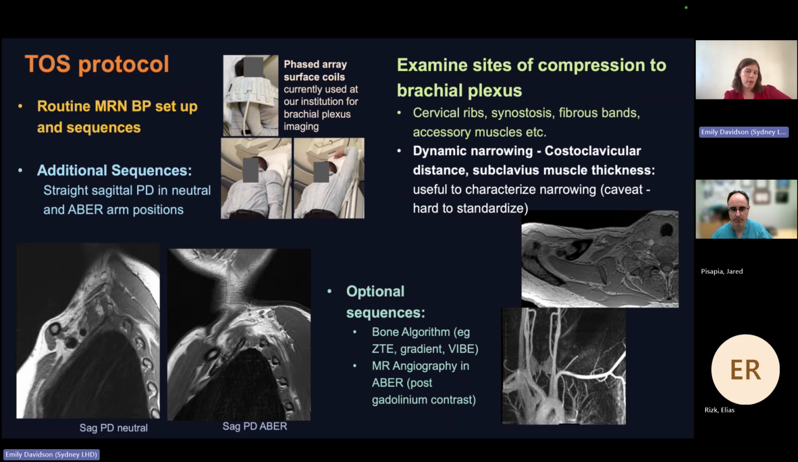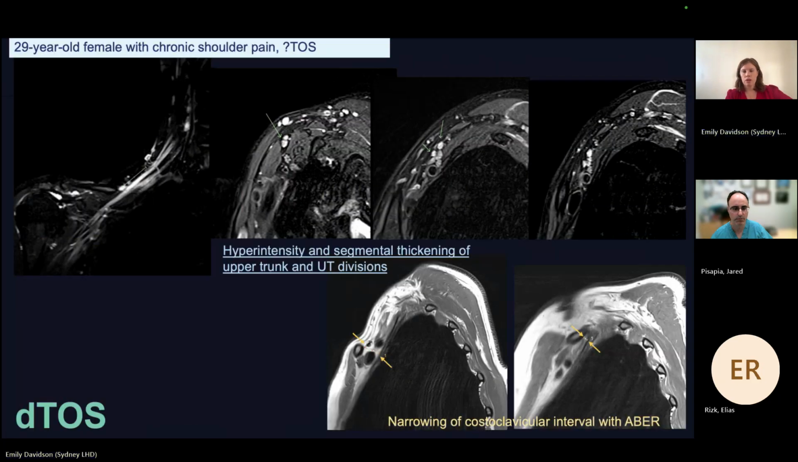And then we can perform MR angiogram, and this means that we can do simultaneous nerve, bone, and vascular assessment without the need to go and do a CT. So this would be a case that we would attribute to as a dynamic impingement.